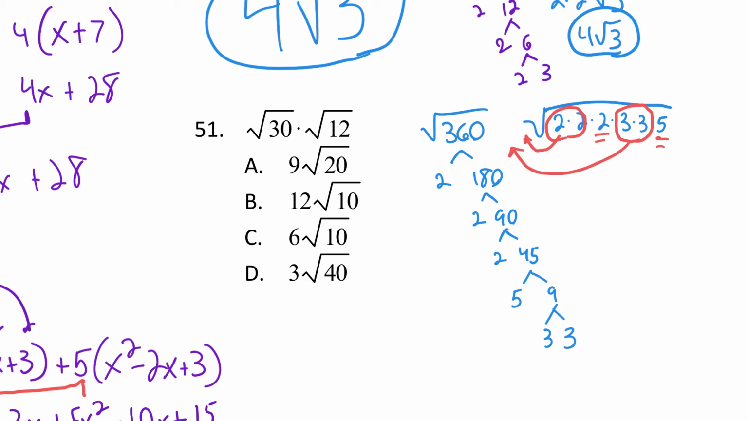So the 2 and the 5 stay, and we'll multiply those by each other. And we'll get 2 times 5 is 10. And we moved out a 2, and we moved out a 3. 2 times 3 is 6. Becomes 6 times the square root of 10, which is C. Imagine that.